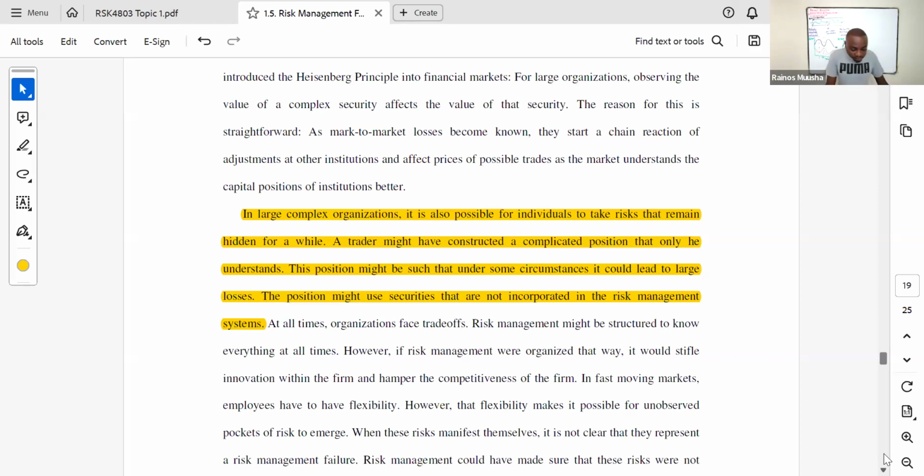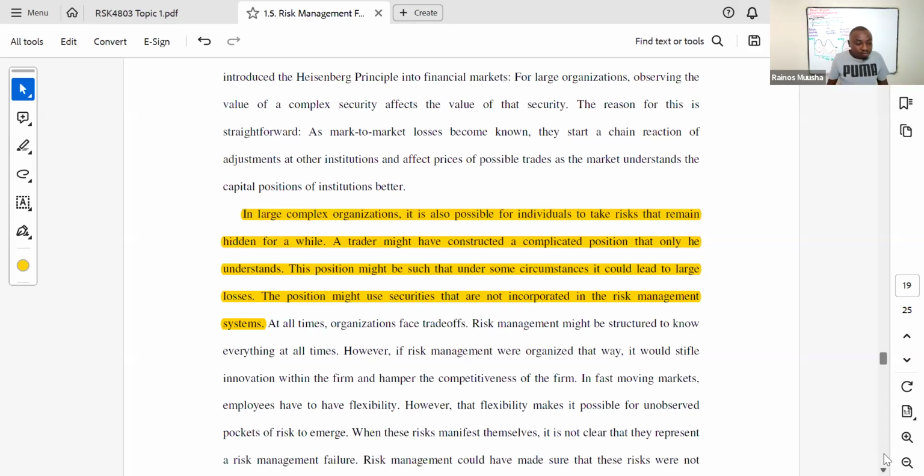So they're also going to say, in large complex organizations, it is also possible for individuals to take risks that remain hidden for a while. A trader might have constructed a complicated position that only he understands. So this position might be such that under some circumstances, it could lead to large losses. The position might use securities that are not incorporated in the risk management system.